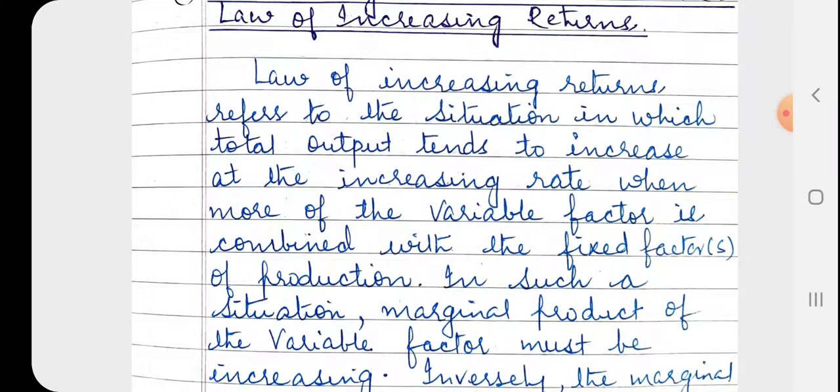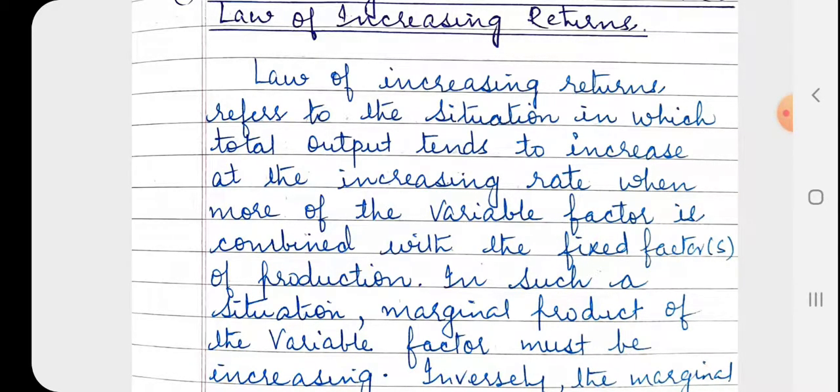As I've told you, in the beginning, when that 2-hectare land was available to one labor, he was able to give some production. When one more labor is employed, what happens? The total production is increasing at an increasing rate, particularly because that piece of land was underutilized, and when you make good utilization of that land, in the beginning it gives you good production.